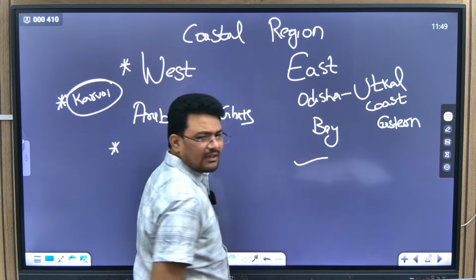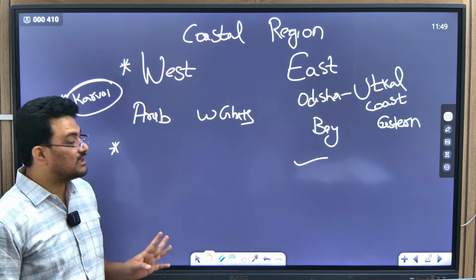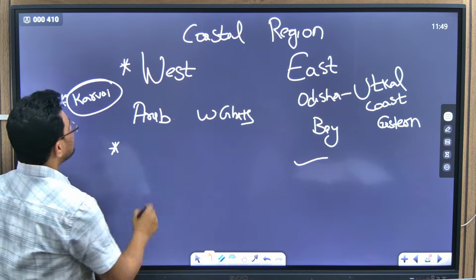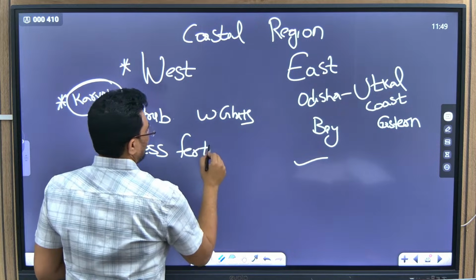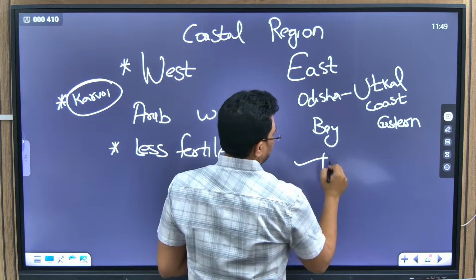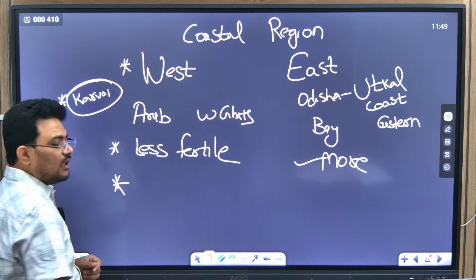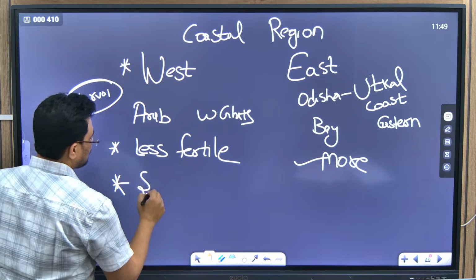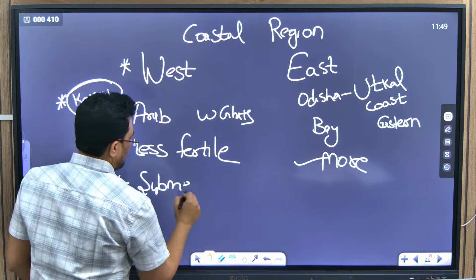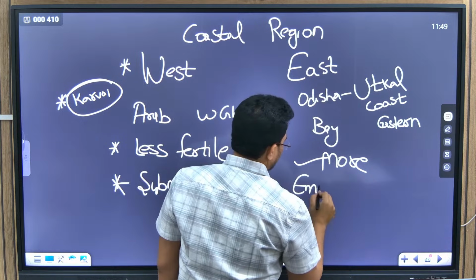Eastern is more fertile, na? KG basin, Krishna Godavari. Here what basins are there? No basins. Okay, this is less fertile. This is more fertile. Do you know something called this west coast is submerged coast and east coast is emerged coast?